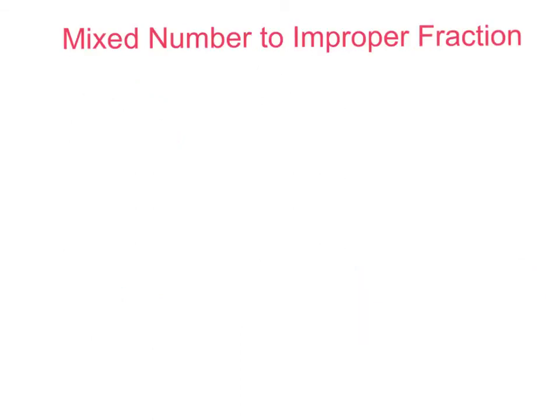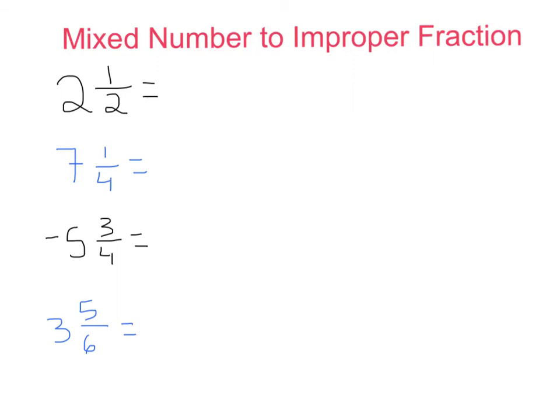We're still working with equivalent fractions, 2 fractions that look a little bit different but actually are the exact same. So for this part, we're going to move from a mixed number and review how to change it to an improper fraction, and then we'll go backwards. Here we have 4 examples of mixed numbers, and we will change them to improper fractions.